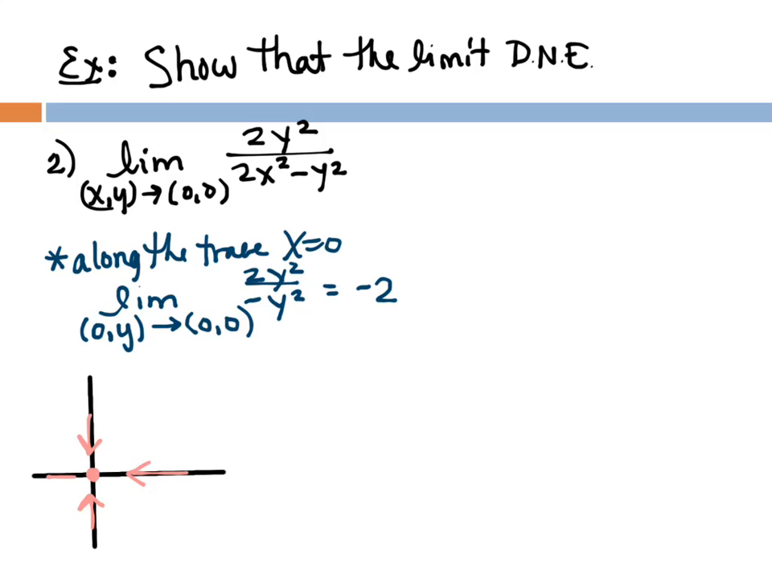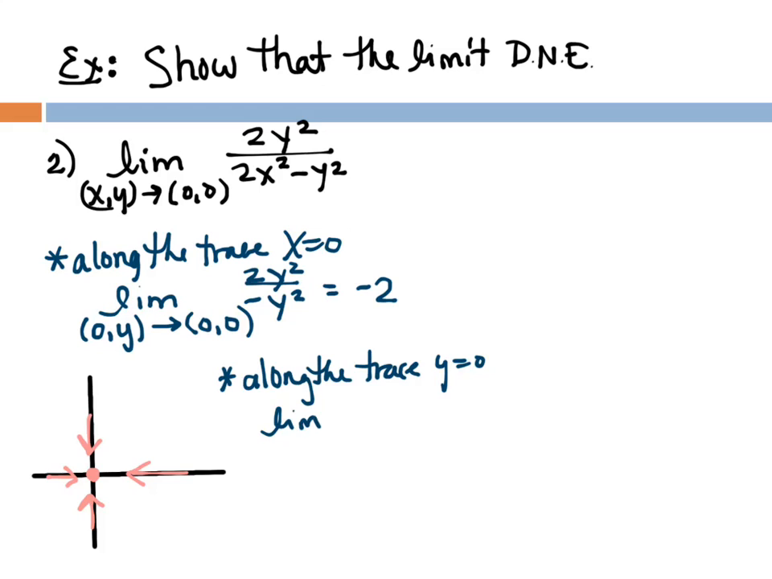Okay, we're going to try along another trace, and the second trace I'm going to try is along the trace where y equals 0. Again, there's nothing special about those. I could try lots of different things. Those are just often convenient values to try because we're already approaching the value of (0, 0) here. So we're going to do this along the trace y equals 0.